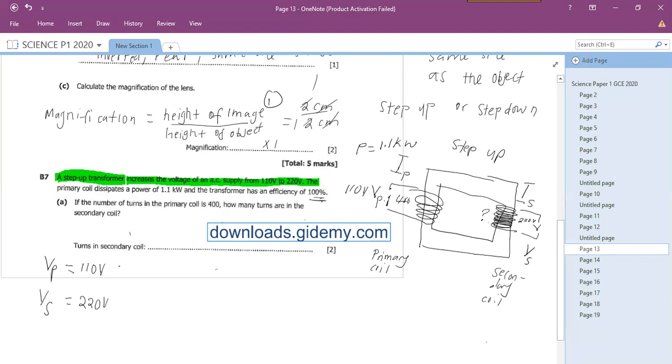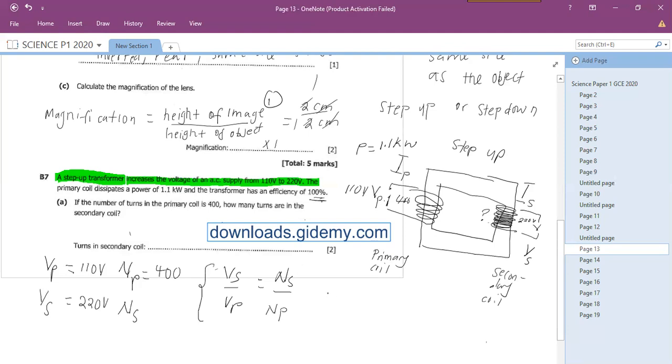You have got the number of turns in the primary coil, which is 400, and you want to calculate the number of turns in the secondary coil. So you just say voltage in the secondary coil over voltage in the primary coil is equivalent to number of turns in the secondary coil over number of turns in the primary coil. So this is the relationship that we're going to use.